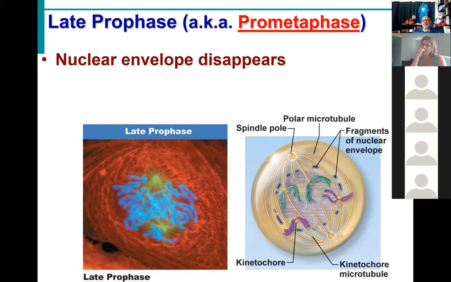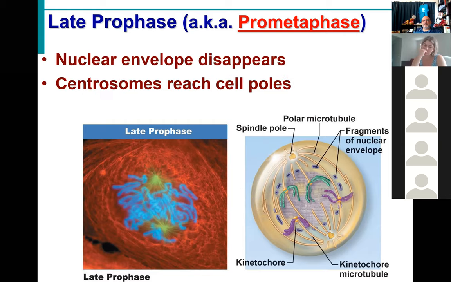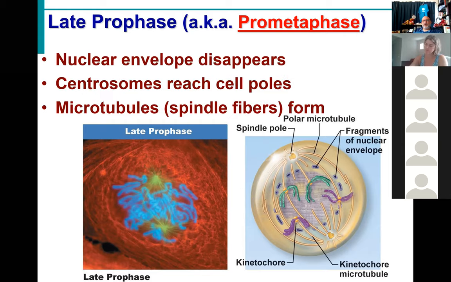So our nuclear envelope disappears. Our centrosomes have reached the poles. Our microtubule spindles are formed, and they're attaching to the chromosomes.